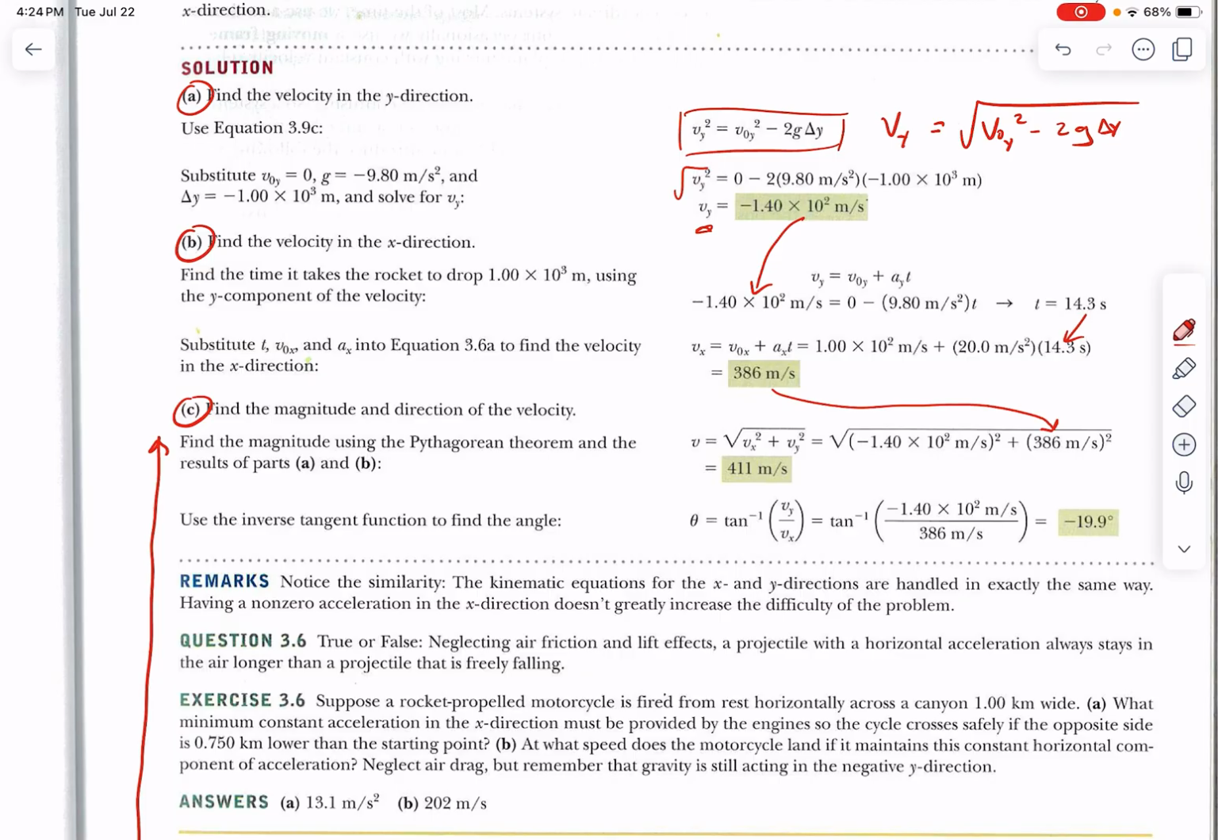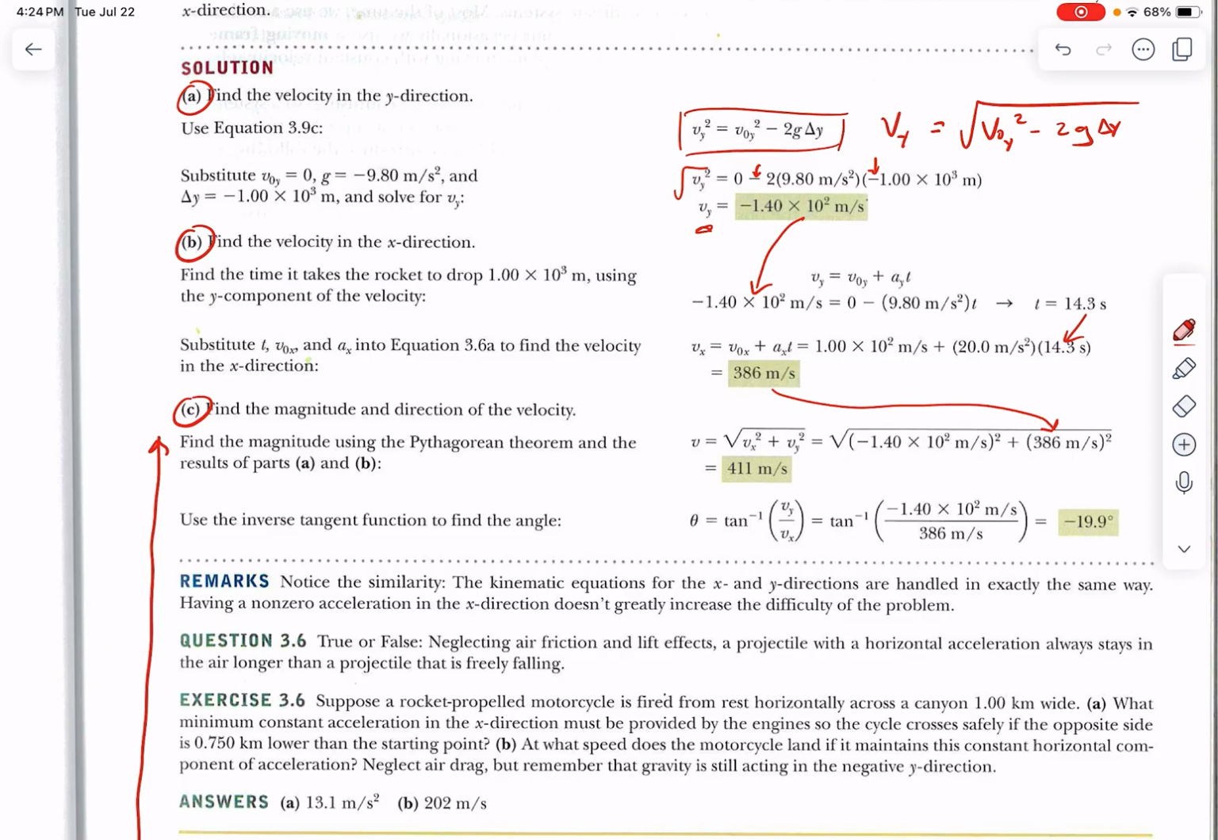And when you plug your numbers in, remembering that we're talking about negative g, negative 9.8, and we're also talking about the direction going down, which is 1,000 meters, and therefore we get our velocity in the y direction.